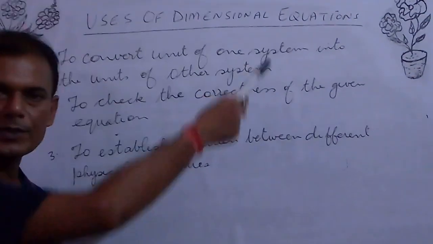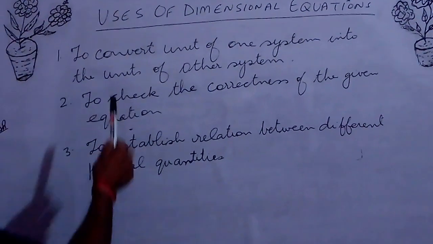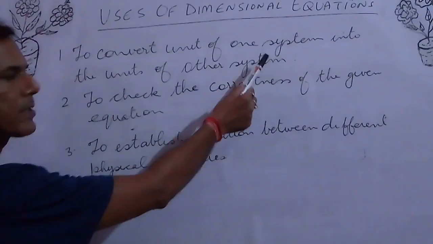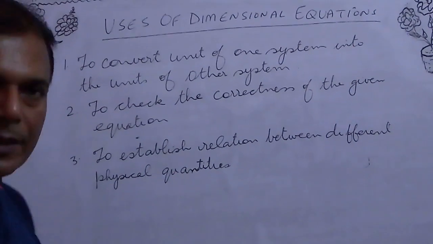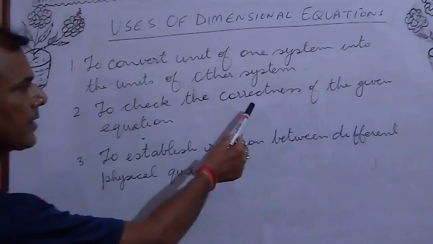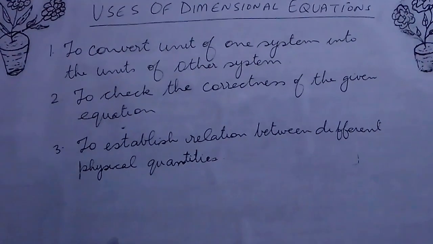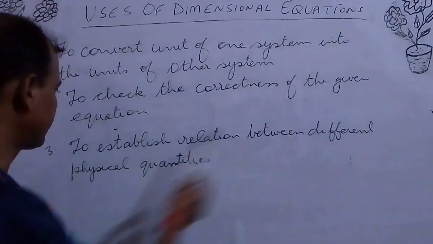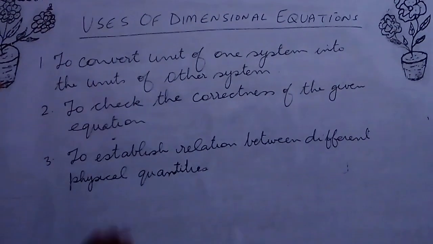Uses of dimensional equations. It has three main uses. First is to convert the unit of one system into the units of another system. Its second use is to check the correctness of a given equation. And the most important use is to establish relations between different physical quantities. Now let us see its uses one by one.